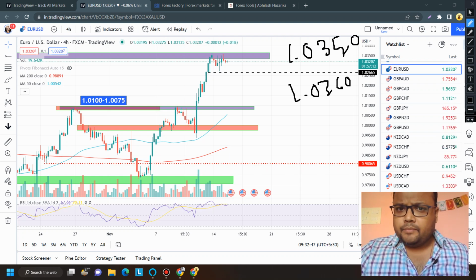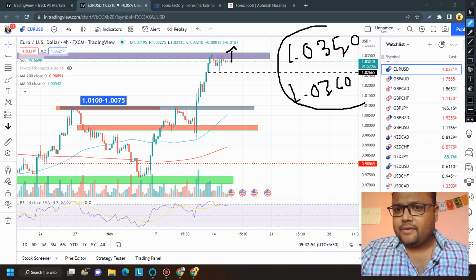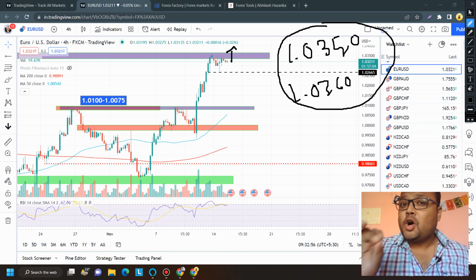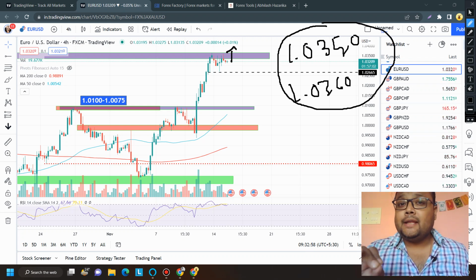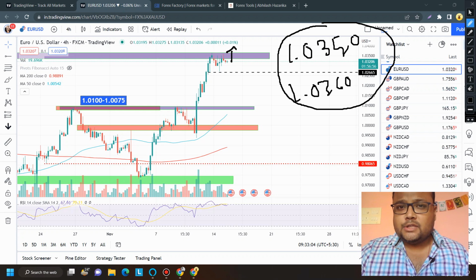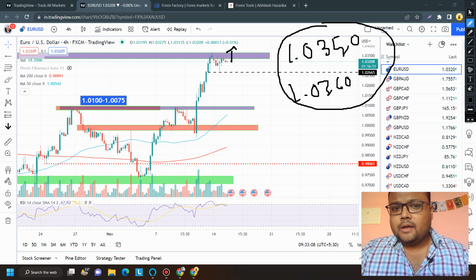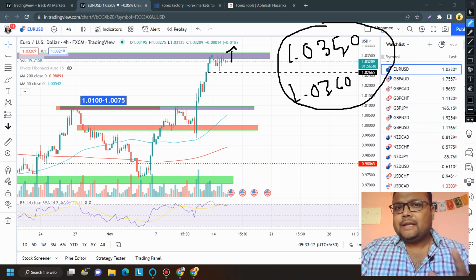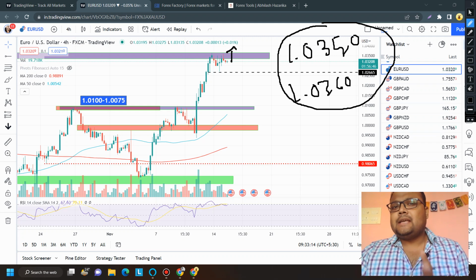So during the day, if the market breaks this level here, listen to me carefully, do not take any buy position immediately, because without proper volume there can be a false breakout as well. When there is not much volume in the market, the market usually gives us a false breakout. So do not get trapped. Wait for some time and see how the market is doing.